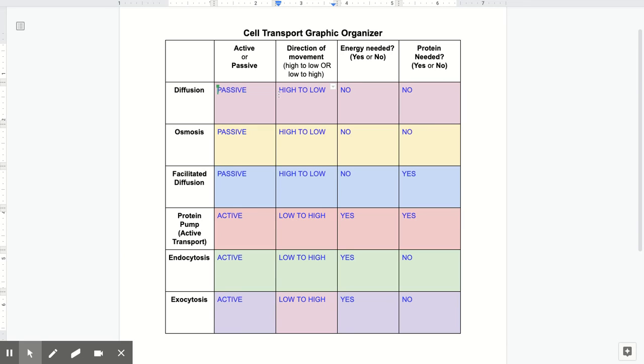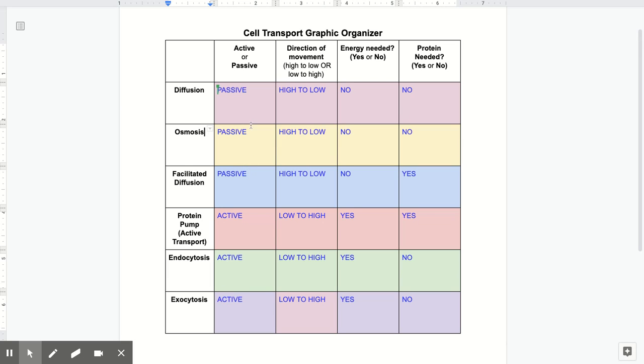Because the movement of molecules is from an area of high concentration to an area of low concentration, no energy is needed. And for diffusion, no protein is needed. That would be like a membrane-bound protein channel, but we don't need one for diffusion. In osmosis, you probably notice it's all the same criteria. If you recall, osmosis is a type of transport that involves water.